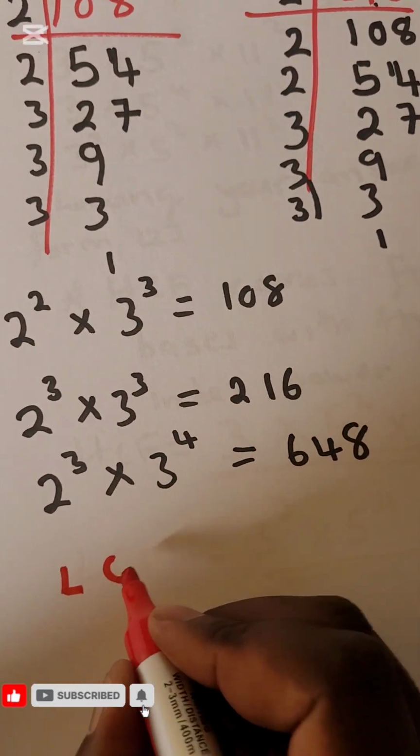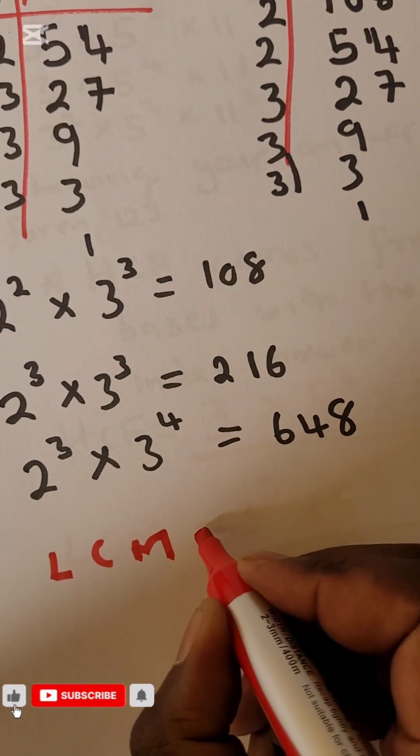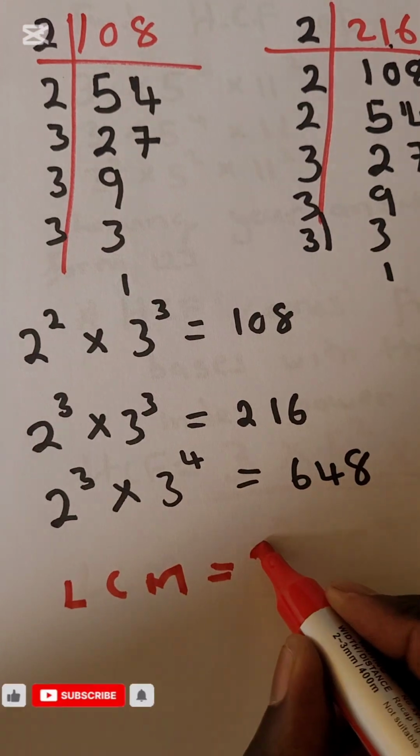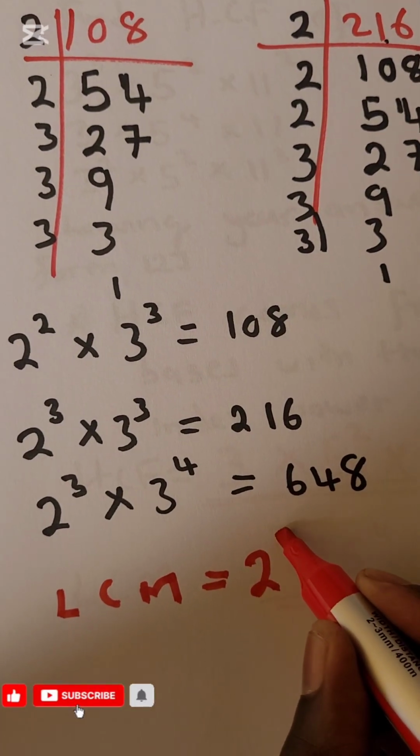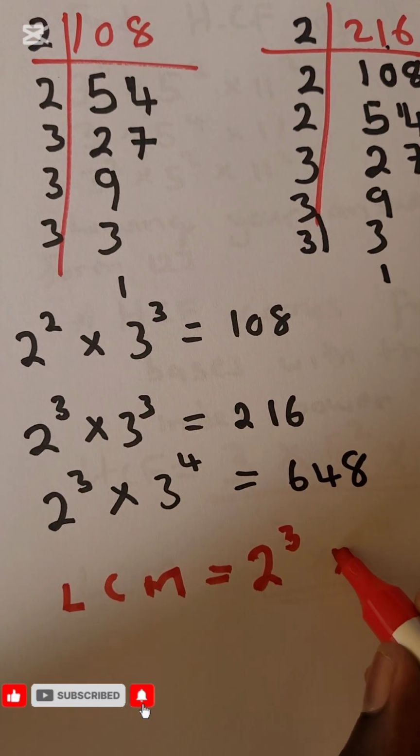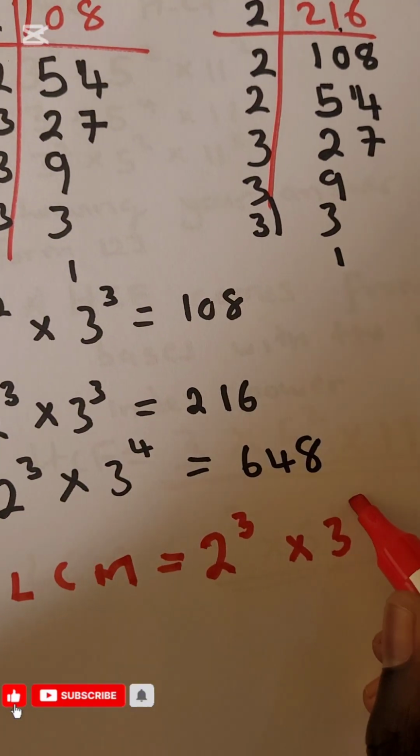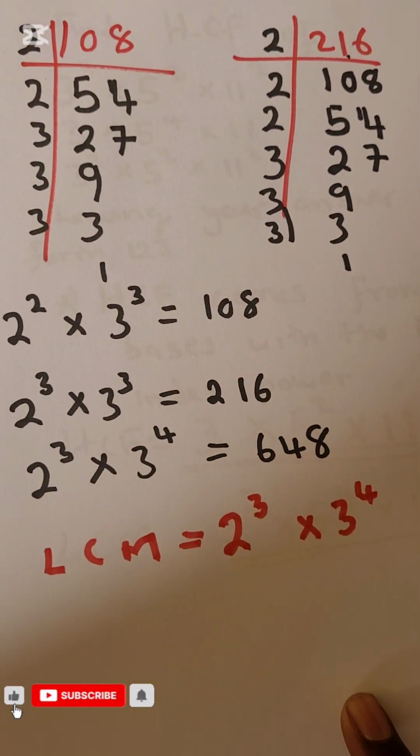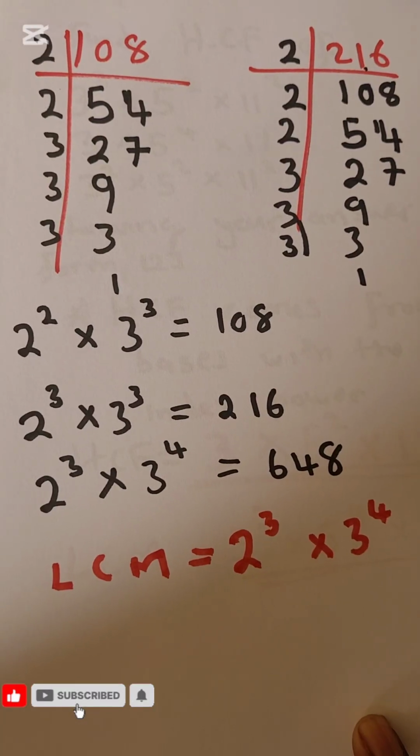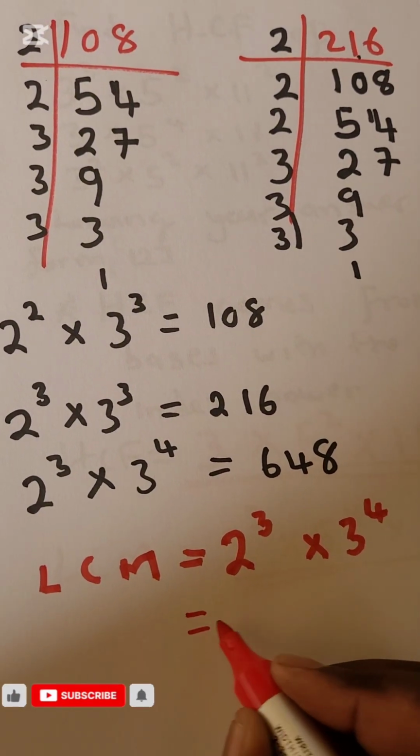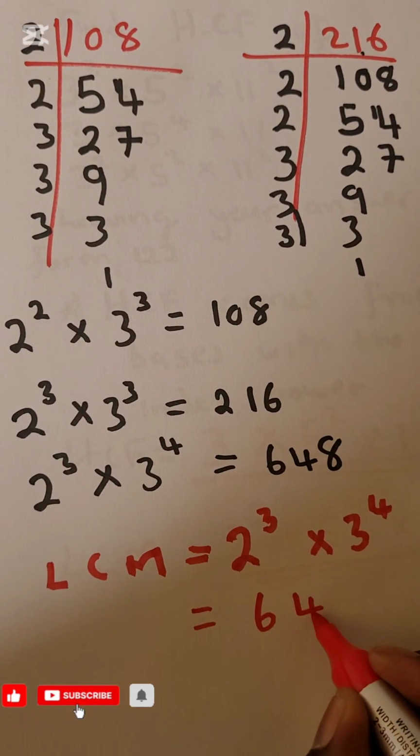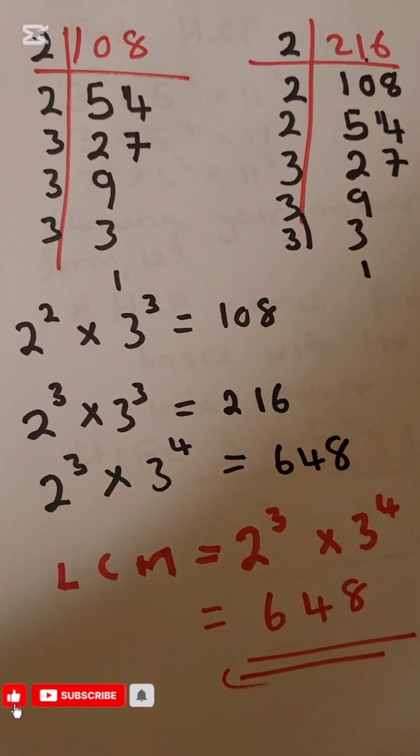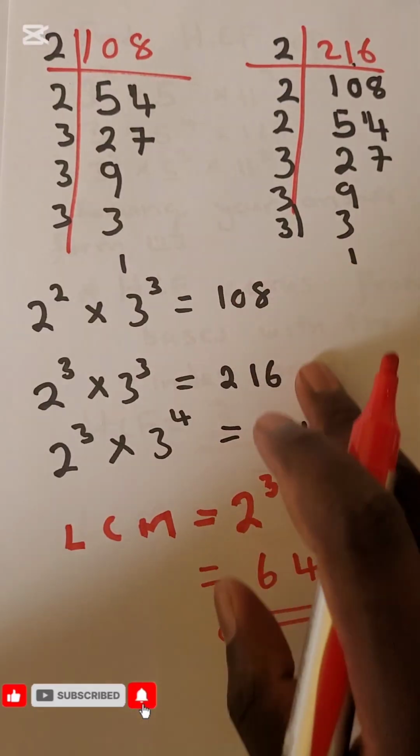So LCM, like I said earlier on, comes from all different bases with the highest power. So 2 with the highest power is 2 to the power of 3, times 3 with the highest power, which is 3 to the power of 4. Are we together? So we can still get 648. That's our LCM of these numbers.